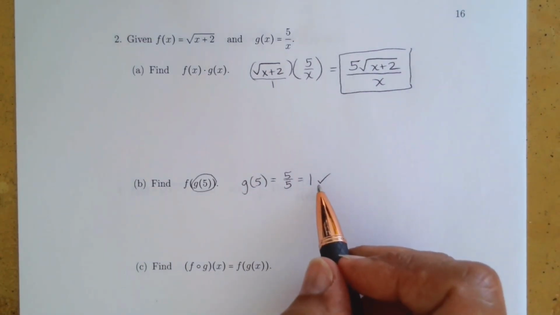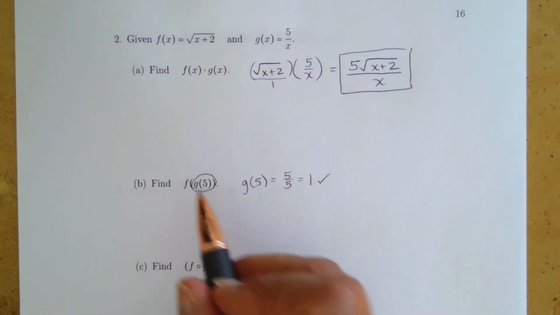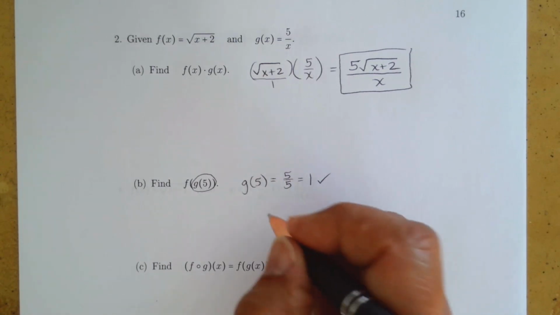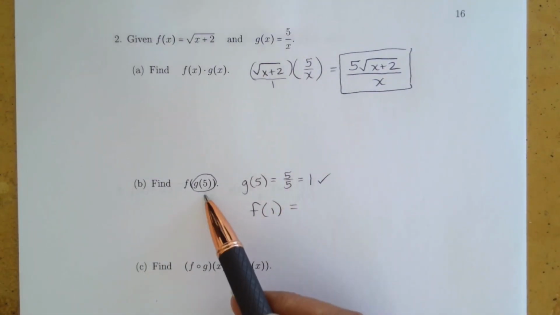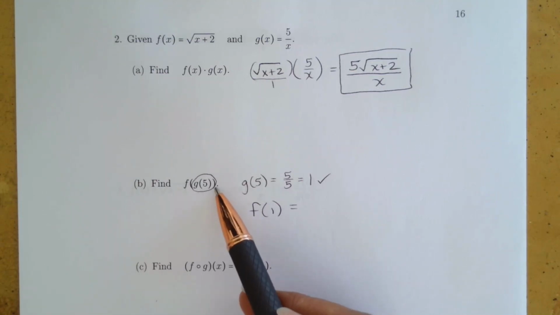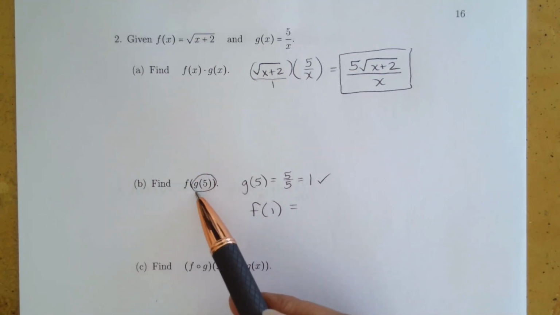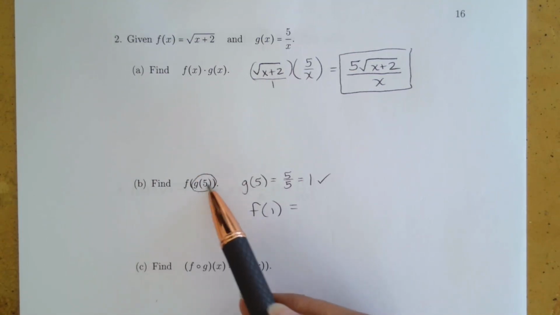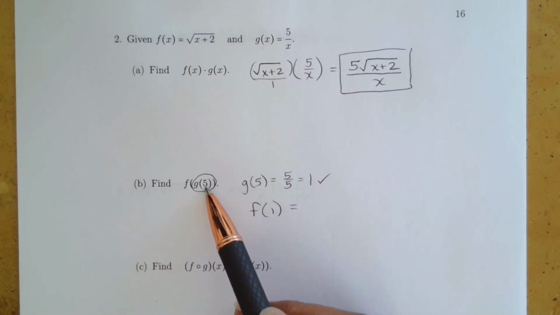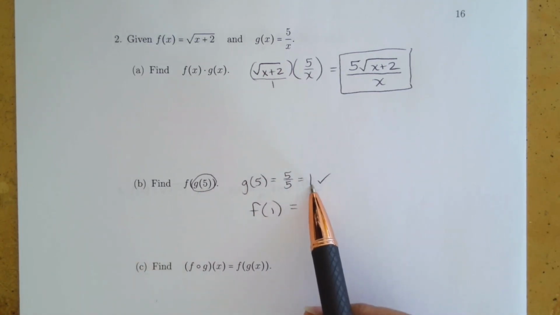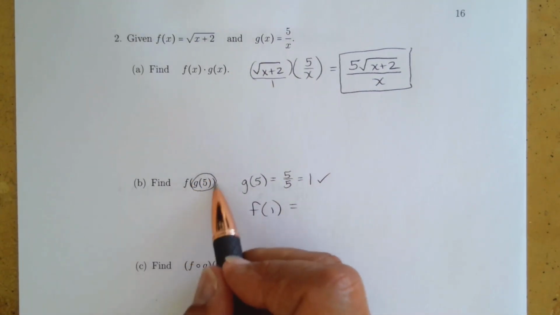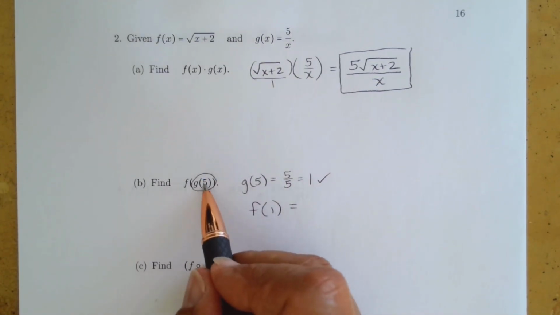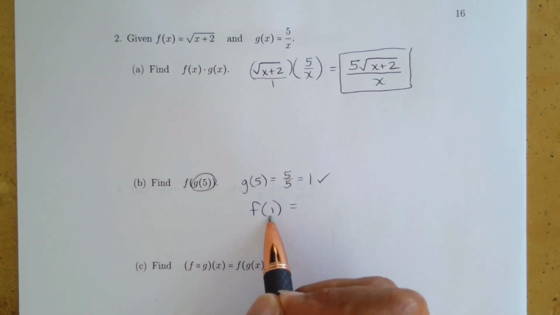That's not our answer, because now we have to find f of this number. Okay? So now you're going to find f of 1. So let's say that again. This is a composition. First thing you're going to do is find g of 5. Do the inside first. G of 5 we found to be 1. Then we're going to take 1 and replace it with this. So instead of putting g of 5 there, we're going to put 1 there. So that's what I just did there.